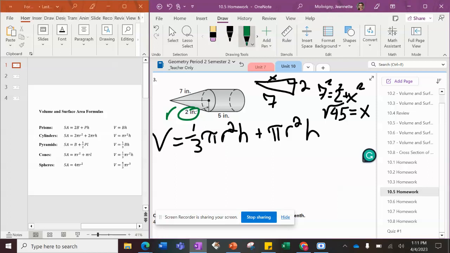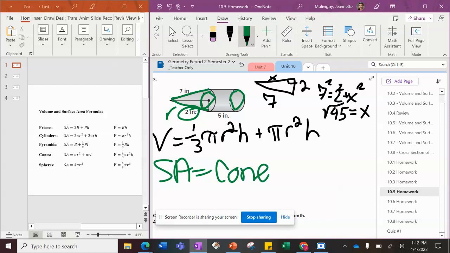And then for surface area, if we look, we need to find the surface area of the cone, but the bottom of the cone isn't actually part of the outside surface area. So we're not going to include it there. But if you look, the bottom of the cylinder would be the same as the bottom of the cone. So for our surface area, we're going to find the surface area of the cone because that bottom part is just lower than normal. And then we're going to add the lateral surface area of the cylinder.